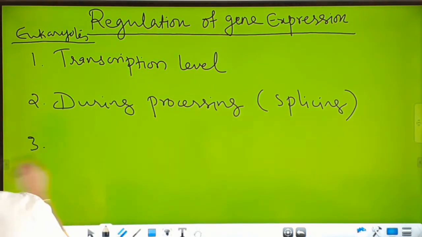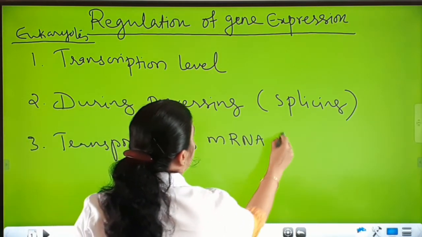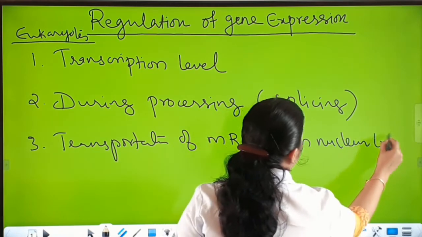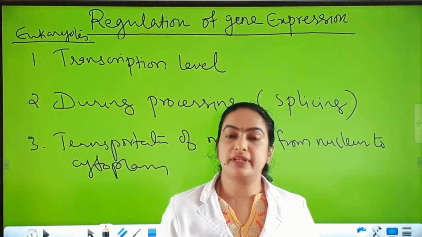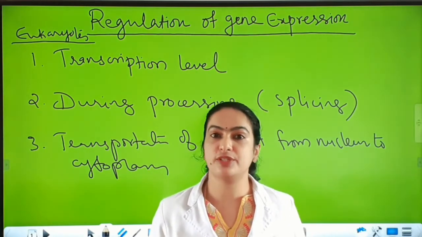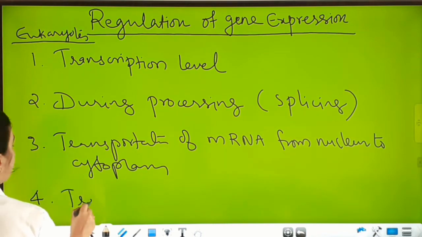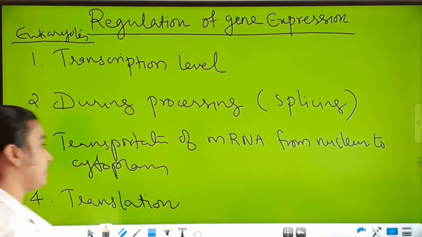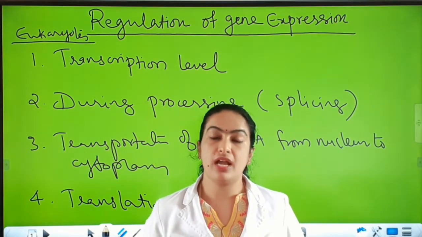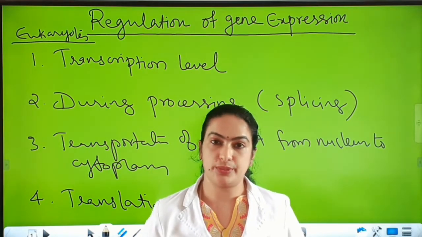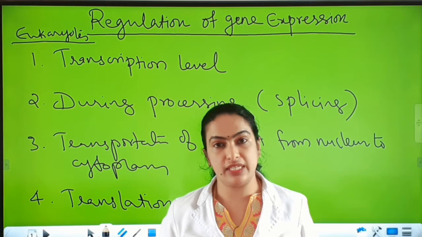And the third level is at the time of transportation of mRNA from nucleus to cytoplasm. So, at the transportation level, there is also a chance of controlling the amount and time of gene products. And at last, at the translation level also, there is regulation of gene expression. These are all applicable in eukaryotes. So we can say there are multiple levels of regulation of gene expression in eukaryotes. Is it clear?